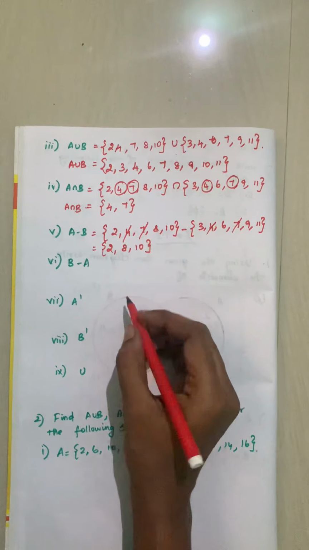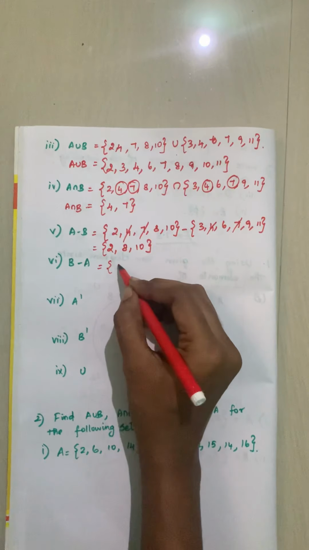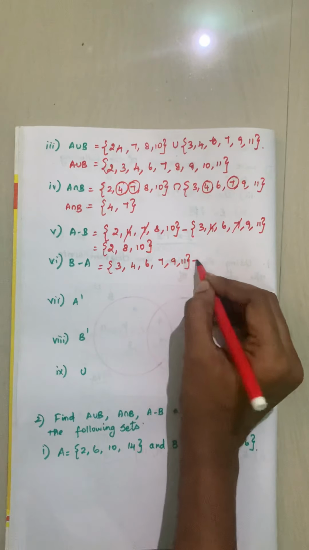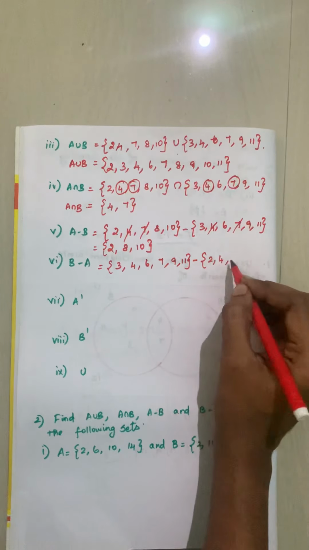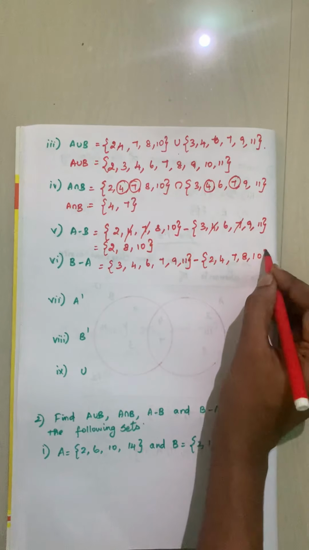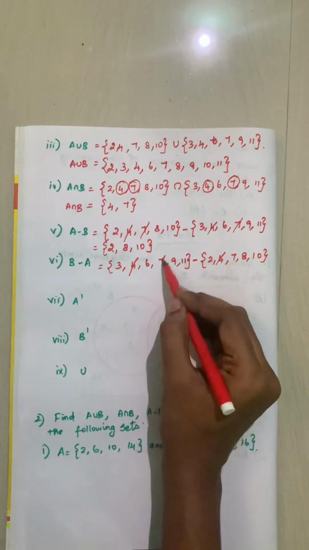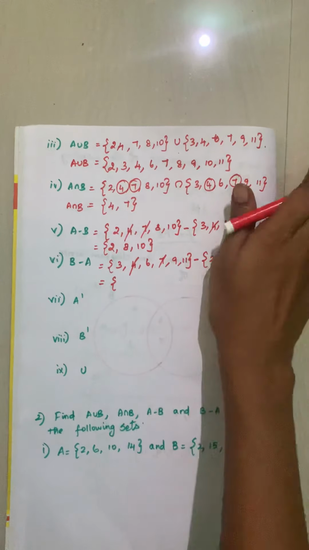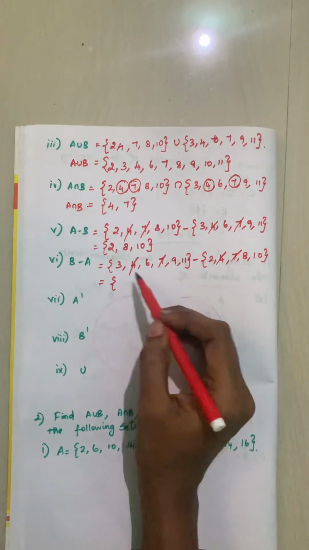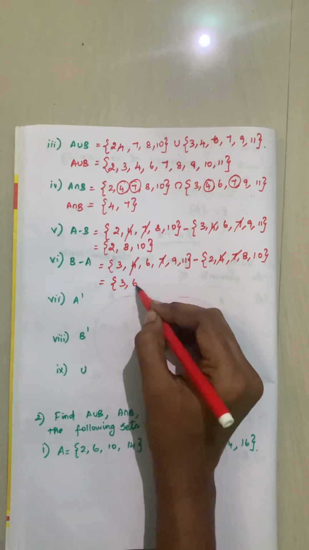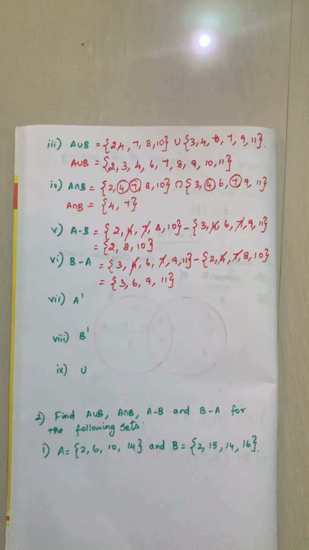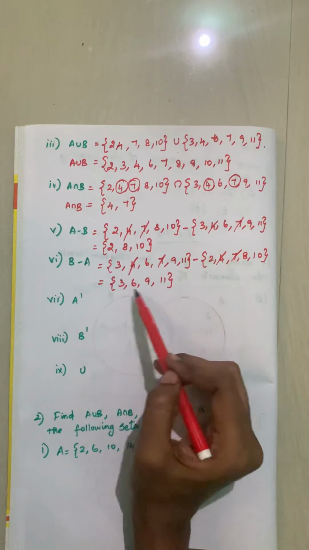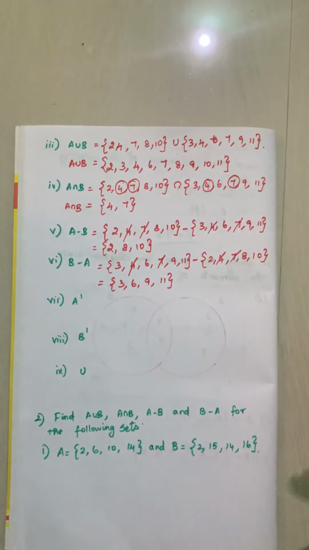So that is A minus B. Next is B minus A: write 3, 4, 6, 7, 9, 11 minus 2, 4, 7, 8, 10. Here the common elements are 4, 4 and 7, 7. Here how will you write? You have to take only the first set. You should leave the second set. The remaining part of the first set: 3, 6, 9 and 11. In subtraction in set language, you should take only the first set and leave the second one.